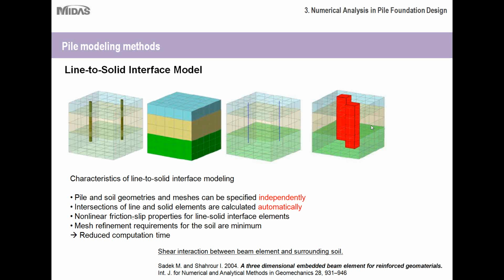And then in order to account for soil structure interaction, these nonlinear friction slip properties called line to solid interface elements are there for you. So you have your solid elements for your soil, you have your pile elements for your piles, but then you also have a separate set of elements for your interface, or your soil structure interaction, that are defined using these elements here.